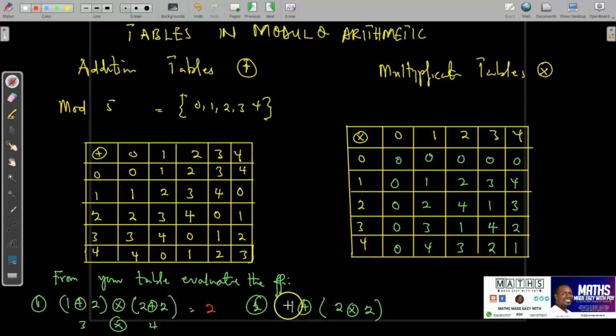This is only one entry, so we don't have to tamper with it. Let's work with the bracket first. 2 times 2, the answer is what? 4. From the table, 2 times 2 is 4. So we have 4 there. Then we come to addition. So we have 1 plus 4. What do we have? We have 0. So the final answer is 0. So whenever they ask you to use the tables, this is how you deal with it.